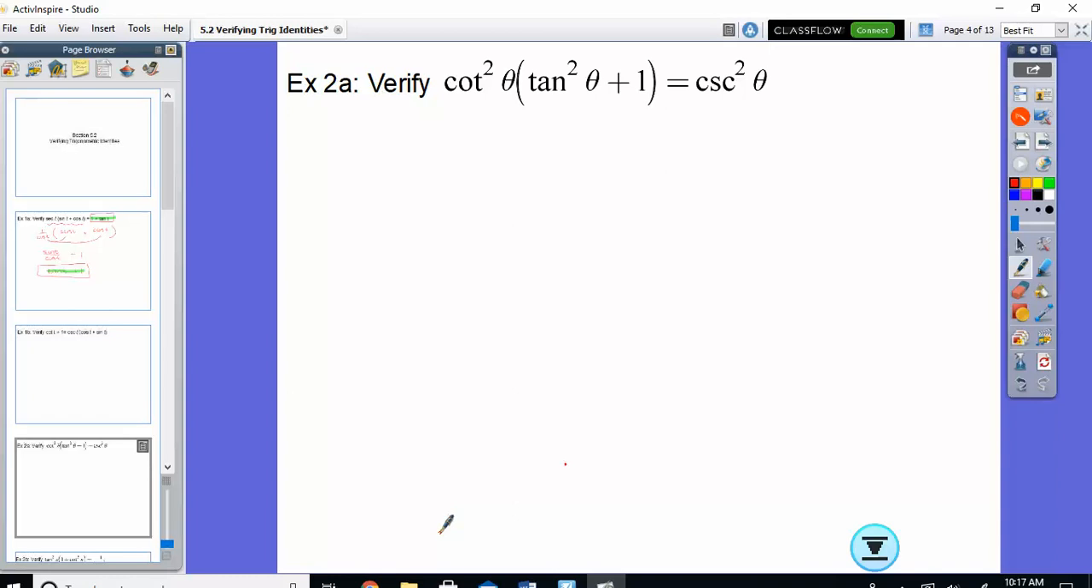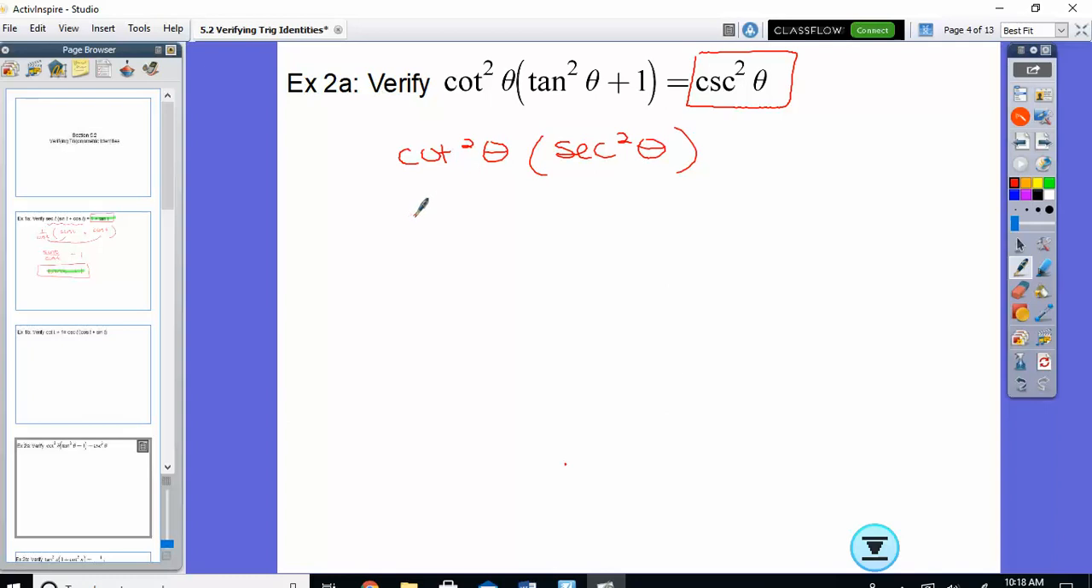So if I look at this, which side would you box in? Secant squared theta, that definitely looks easier. So on the left, you have options. What do you want to do? Okay. Tangent squared plus 1 is equal to secant squared theta.